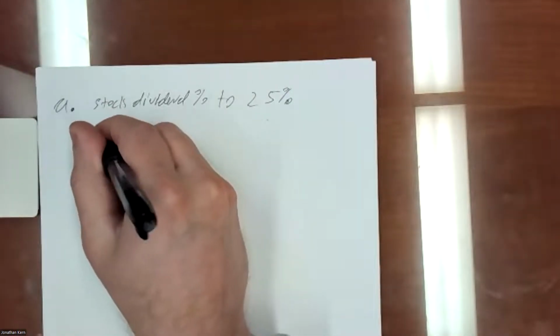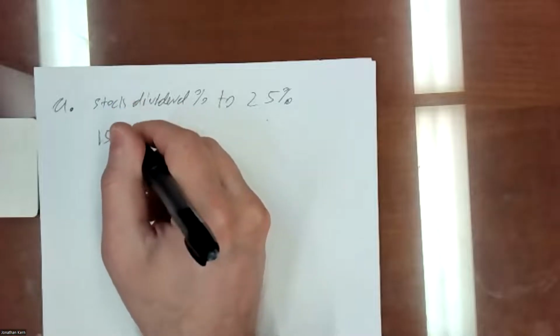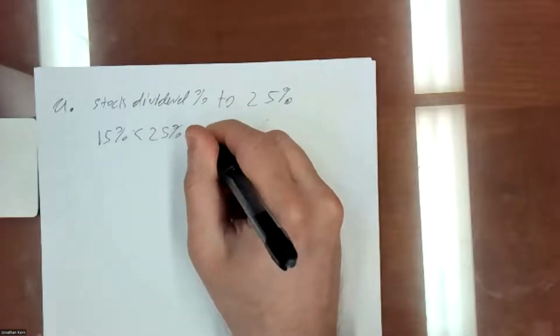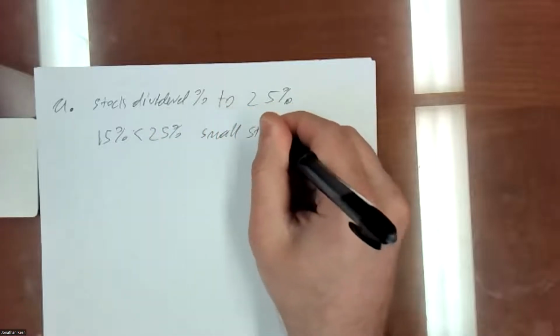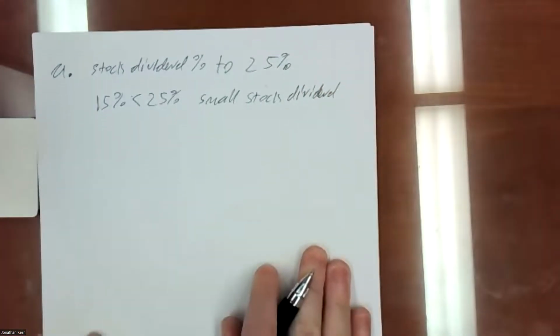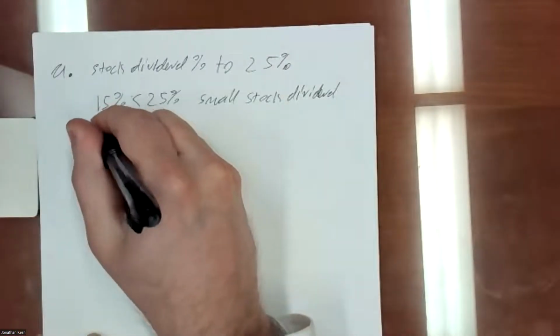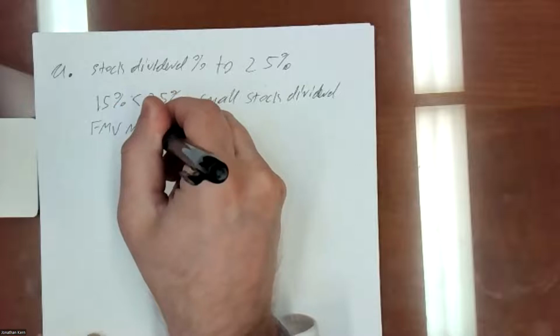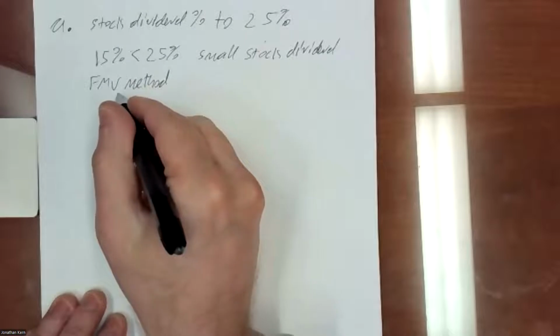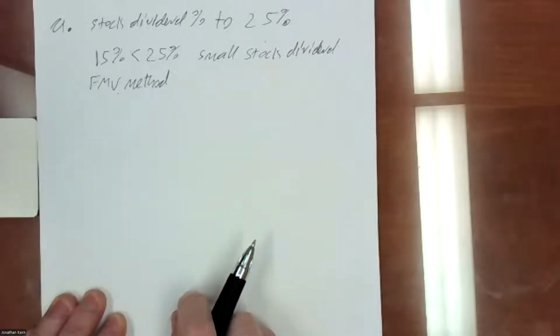So A says they're giving a 15% stock dividend, and 15% is less than 25%. So this is a small stock dividend. Because it's a small stock dividend, we're going to use the fair market value method. The fair market value method means we're going to issue the stock at the fair market value at the date of declaration.